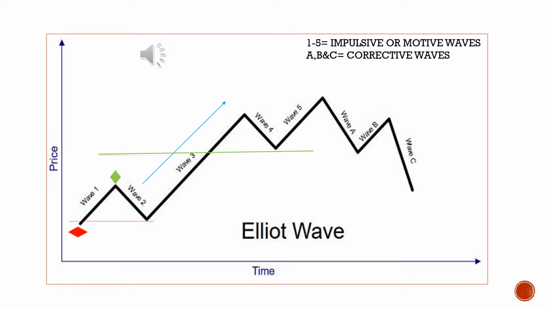Similarly, the second thumb rule is, if you see the blue arrow on wave 3, that wave 3 is considered to be the largest and strongest wave among the advancing waves. They are wave 1 and wave 5. So wave 3 can never be shorter than wave 1 and wave 5.